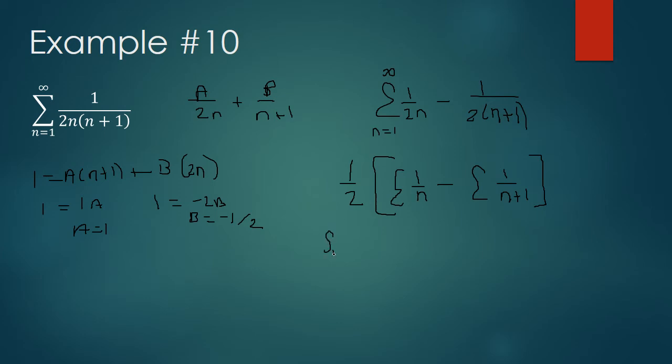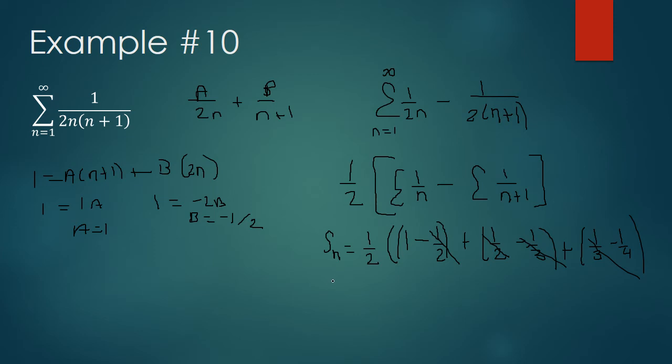So S sub n is going to equal 1/2 times, n is 1, so we're going to have 1 minus 1/2. I'll use another parentheses there. Plus, we're going to have 1/2 minus 1/3. Oh, wait a minute. Look what happens. Halves cancel. And then the next one, plus we'll have 1/3 minus 1/4. So that's going to cancel that, and that's going to cancel that.